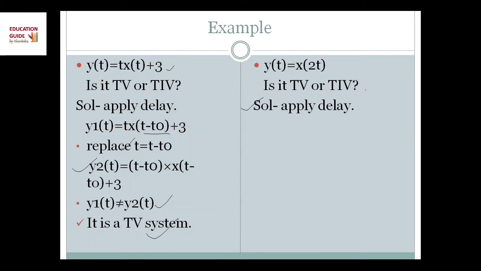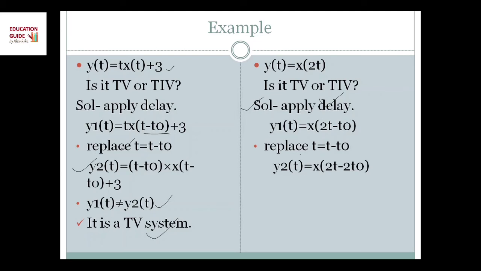Apply delay. Then we get y1(t) = x(2t - t0). Replace t with t - t0. Then we get y2(t) = x(2(t - t0)) = x(2t - 2t0). So y1(t) does not equal y2(t). So it is also a time-varying system.